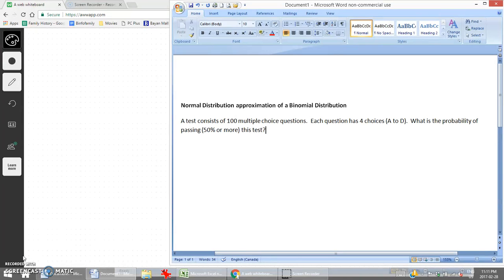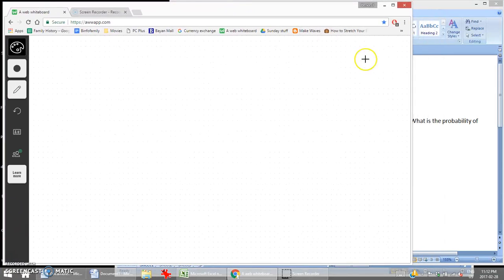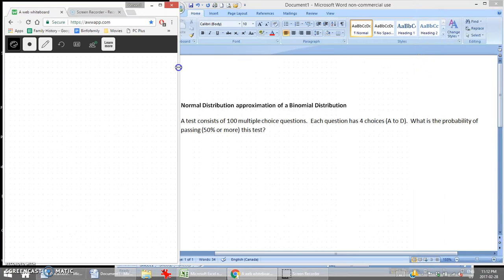Now the wording in this question is such that it's set up to be a binomial. Let's just do it like this. We know that from the question, the test has 100 questions. The probability of getting any one question right is 1 out of 4, or 0.25.